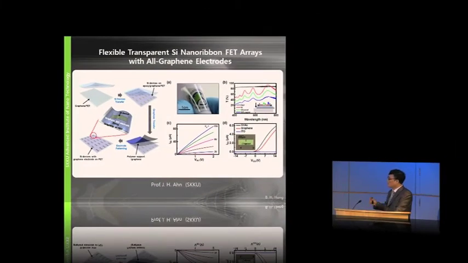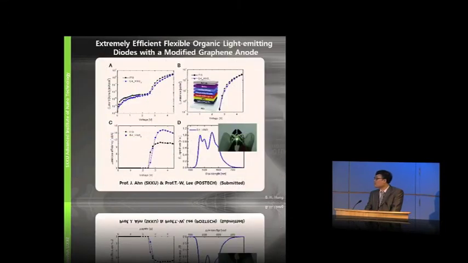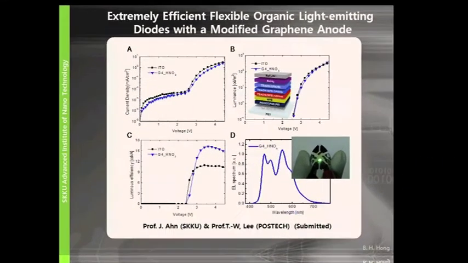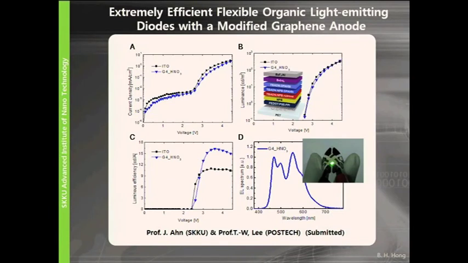In addition, also we can combine this with the silicon nano ribbon. So very thin silicon materials are very flexible. So this work is done by Professor An. So they have used silicon nano ribbon as channel materials and then use graphene for source, drain and gate and realize these transparent and flexible devices.